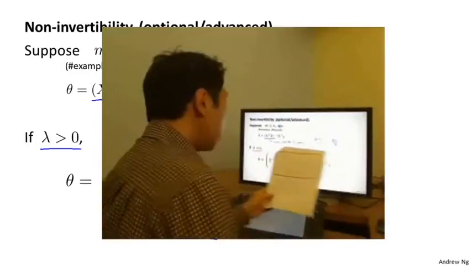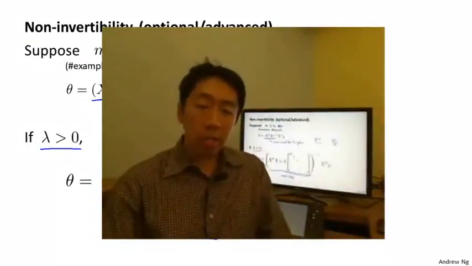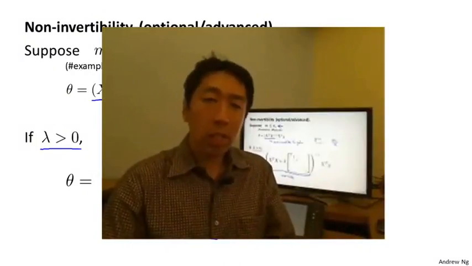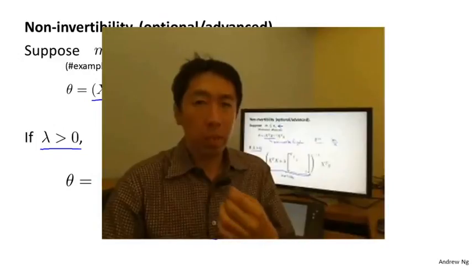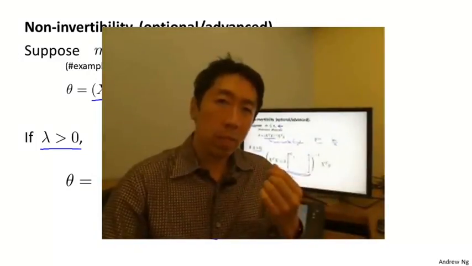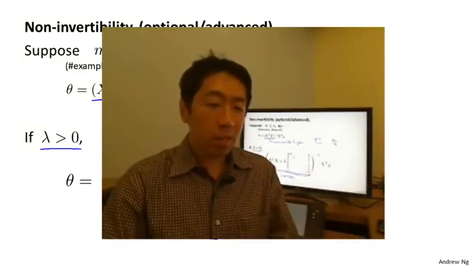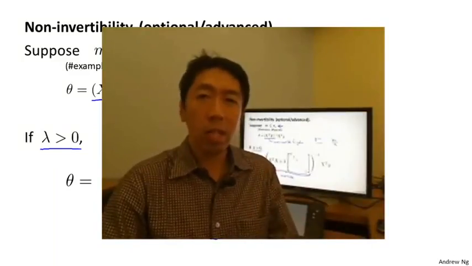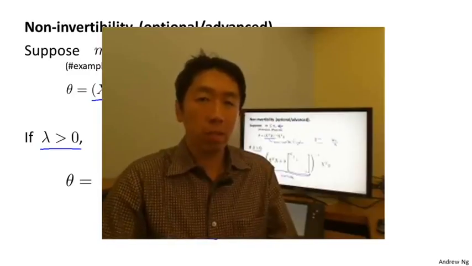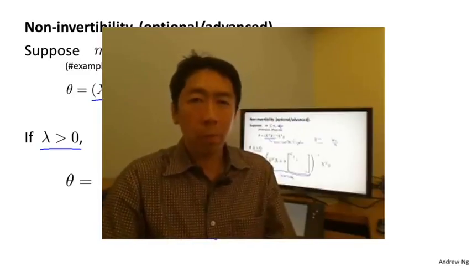So you now know how to implement regularized linear regression. Using this, you'll be able to avoid overfitting even if you have lots of features in a relatively small training set, and this should let you get linear regression to work much better for many problems. In the next video, we'll take this regularization idea and apply it to logistic regression so that you'll be able to get logistic regression to avoid overfitting and perform much better as well.